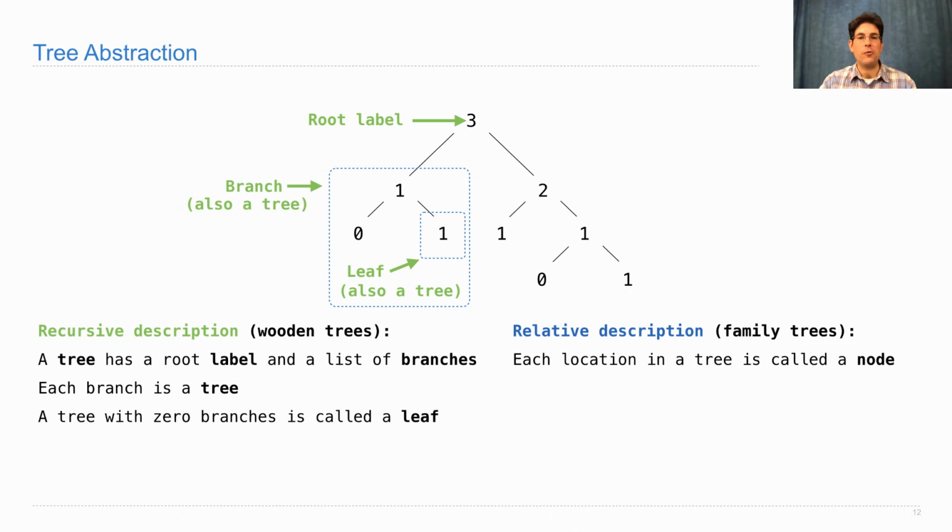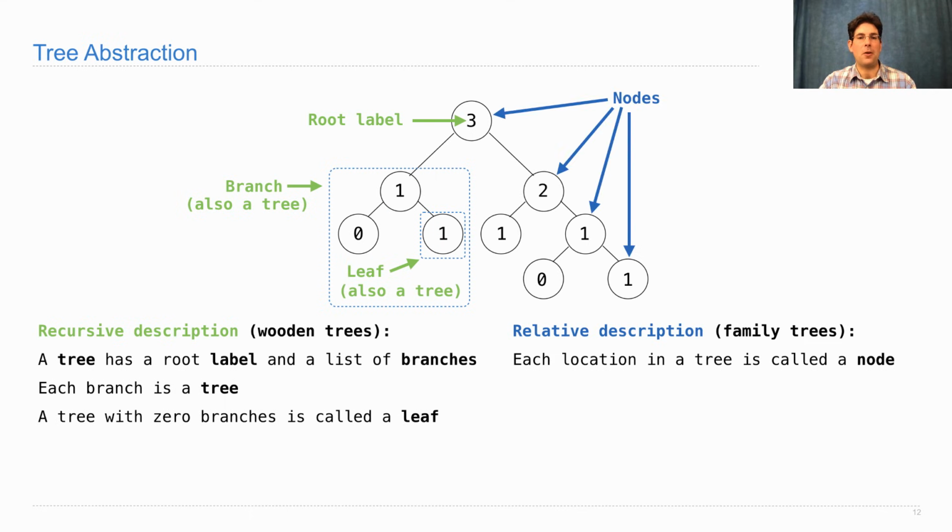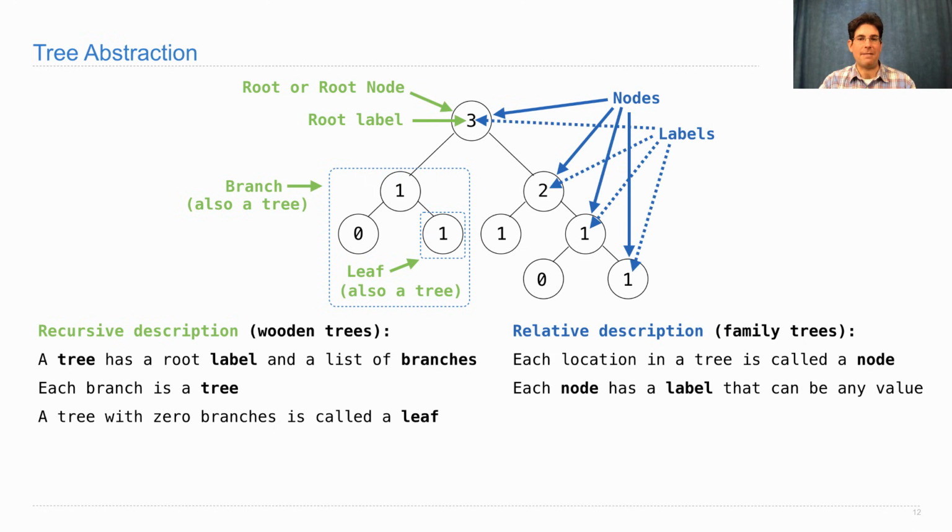Now, once you've constructed a tree recursively, you might want to describe certain locations within the tree. And so we say in the relative description about family trees that each location in a tree is called a node. So here are all the nodes. I've circled them. And this is the root or the root node at the top. Each node has a label that can be any value. So the data stored within the tree are stored at the labels.